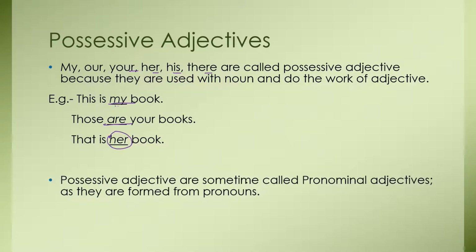Possessive adjectives are sometimes called pronominal adjectives as they are formed from pronouns. Example: this is his book. This is a possessive adjective. This book is his. This is a possessive pronoun.